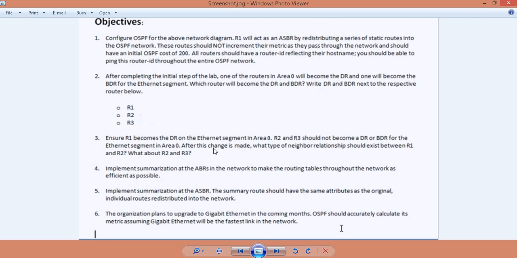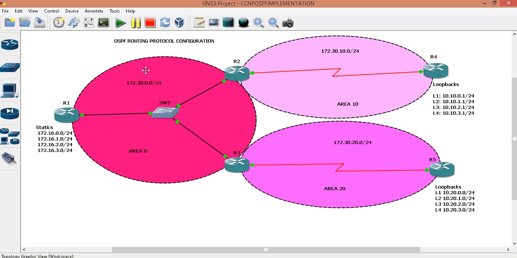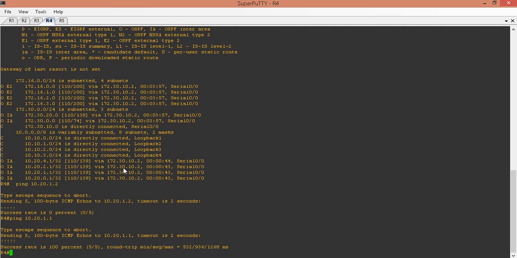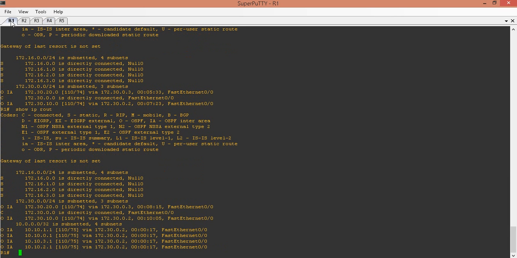Question number 2. After completing the initial step of the lab, one of the routers in area 0 will become the DR and one will become the BDR for the Ethernet segment. Which router will become the DR and the BDR? Write DR, BDR next to the respective router below. Okay, so that's the Ethernet segment, this is the network. So router 1, 2, 3. Let's see which router is the BDR and the DR.